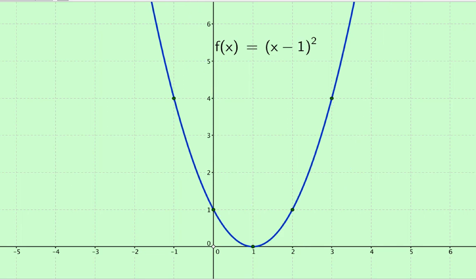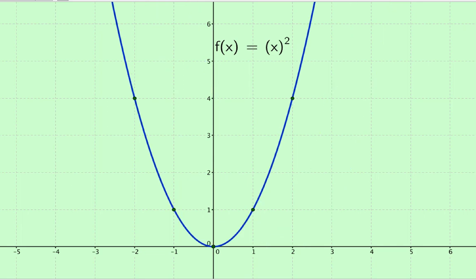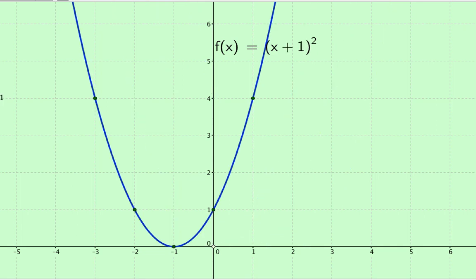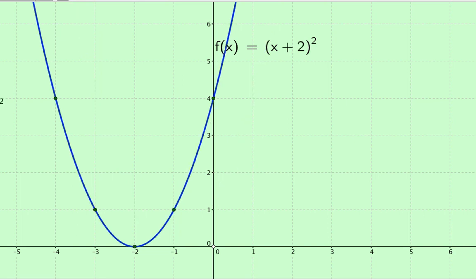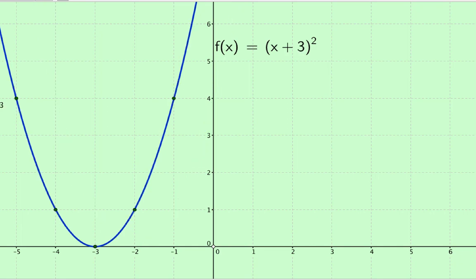Well, let's keep decreasing that quantity. And so here is (x plus 1) squared. You notice that at x equals minus 1, it has value 0. And of course, (x plus 2) squared will be there, and so forth.